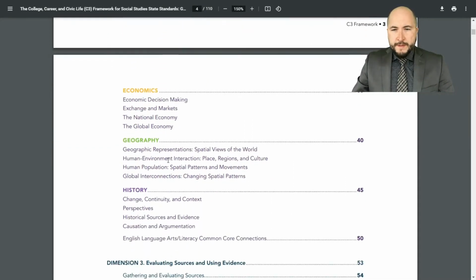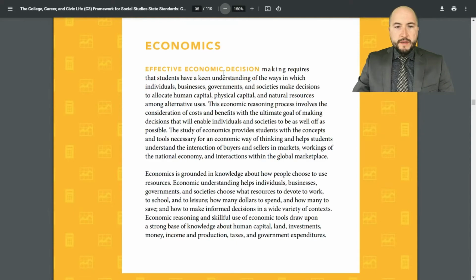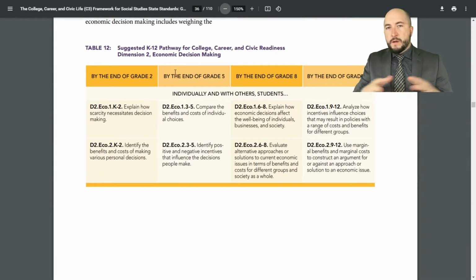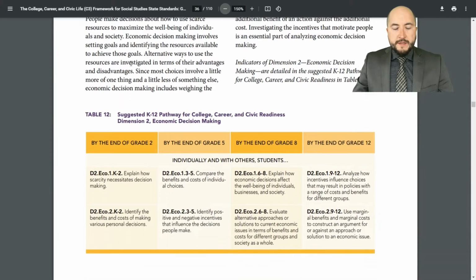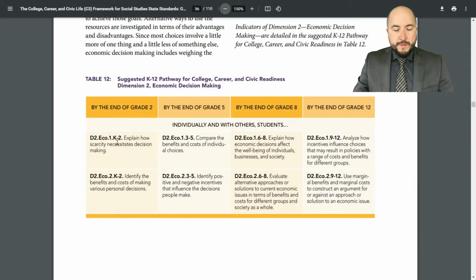So we have 4 different ones, and I'll just go ahead and scroll down to economics. So we have economics here. It gives us a description of why economics is important. Again, feel free to pause me if you want to. If we keep on scrolling down, we see these same sections that were in the table of contents. So economic decision making is right here. And just like all of the other dimensions in the C3 framework, they come with standards that are vertically aligned. So when it comes to this idea of economic decision making, we have standards here that are vertically aligned from kindergarten all the way to 12th grade. And even here it says K through 2, which means kindergarten through 2nd grade, by the end of grade 2.